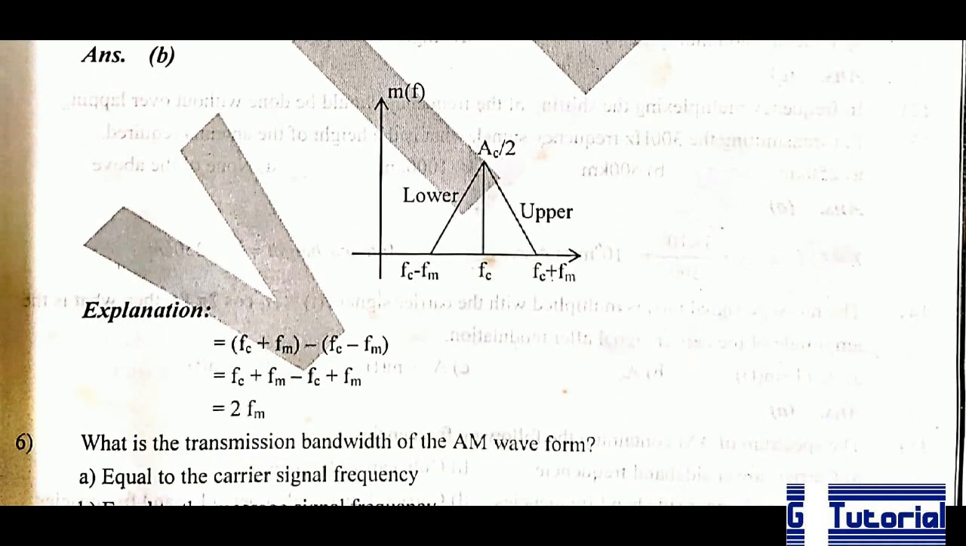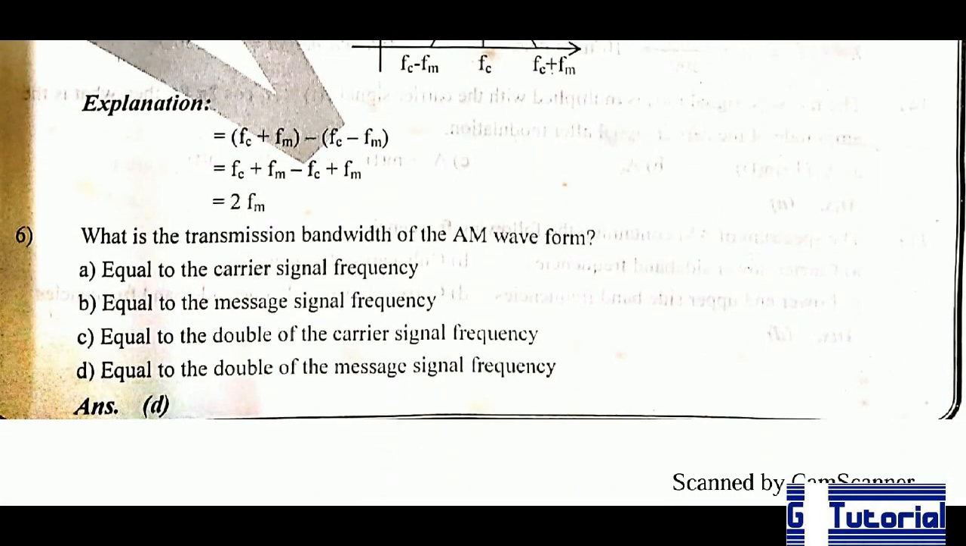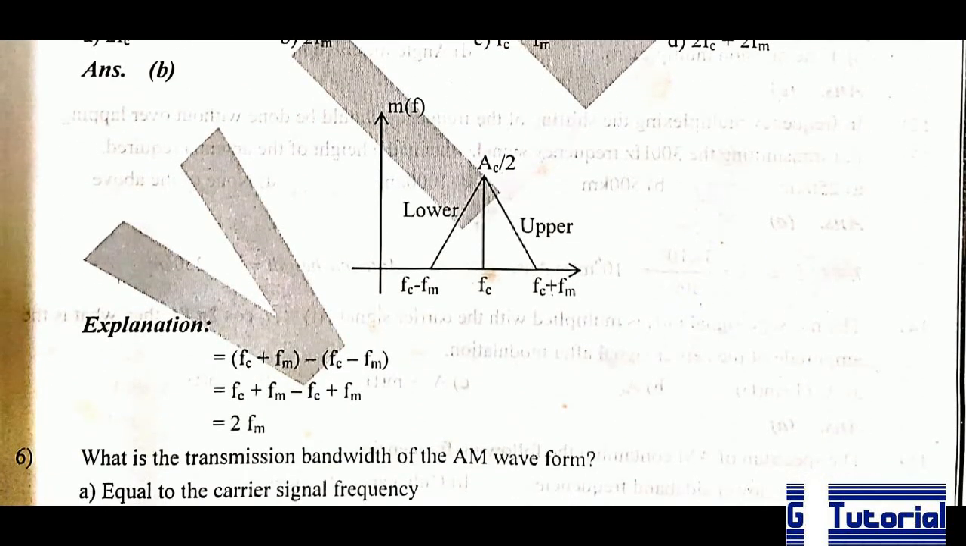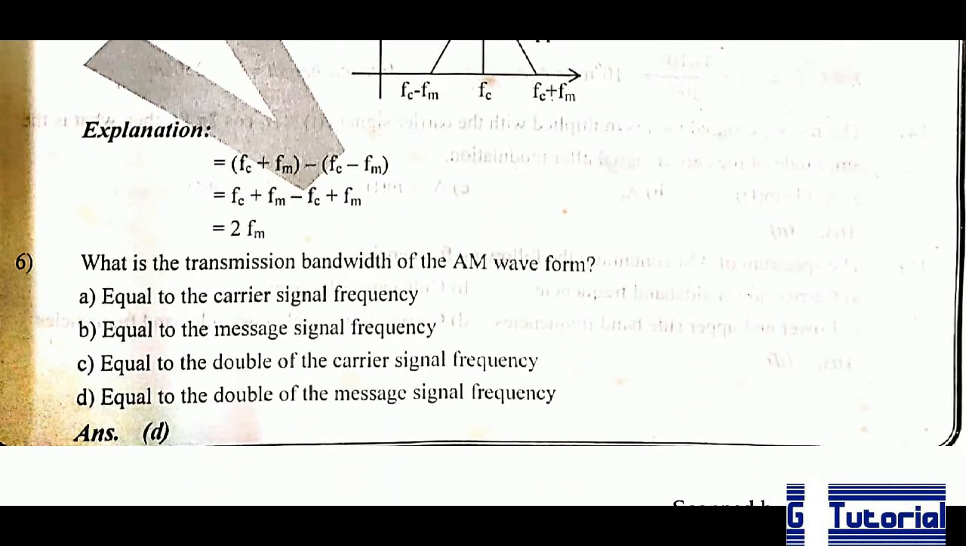Next question. What is the transmission bandwidth of AM waveform? Transmission bandwidth of AM waveform is twice the maximum frequency contained in it. That is twice the maximum frequency of the message signal contained in it. This is what we have done in the previous question. We have found it as 2Fm. This is actually the bandwidth. So in this question the correct answer is option D, the transmission bandwidth is equal to double the message signal frequency. That is, bandwidth is equal to 2Fm.